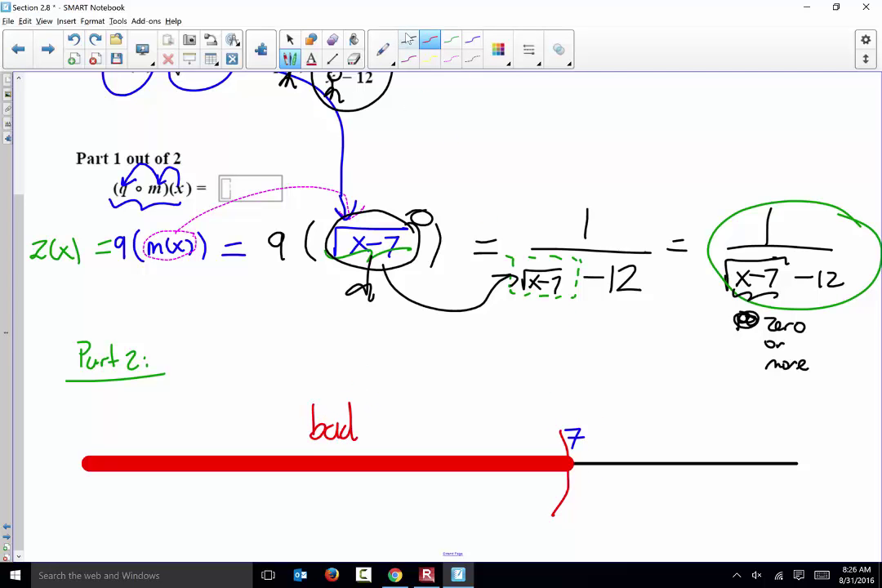So what are the good values then? 7 and more is good. Correct? So the answer is 7 to infinity. Do you think? If you type this in, it's going to say incorrect because we're missing another view. You need to also consider something.